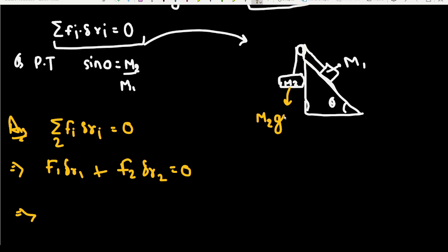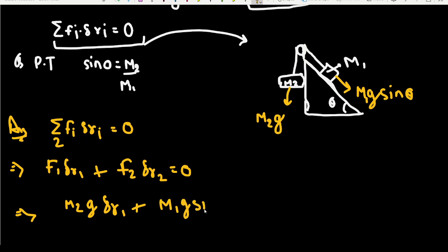So let's see here what we can do. Now substituting here: m2g into del R1 plus here the force is acting downward along the incline, and you know that this is m1g sine theta. So you can write it as m1g sine theta into del R2 is equal to 0.